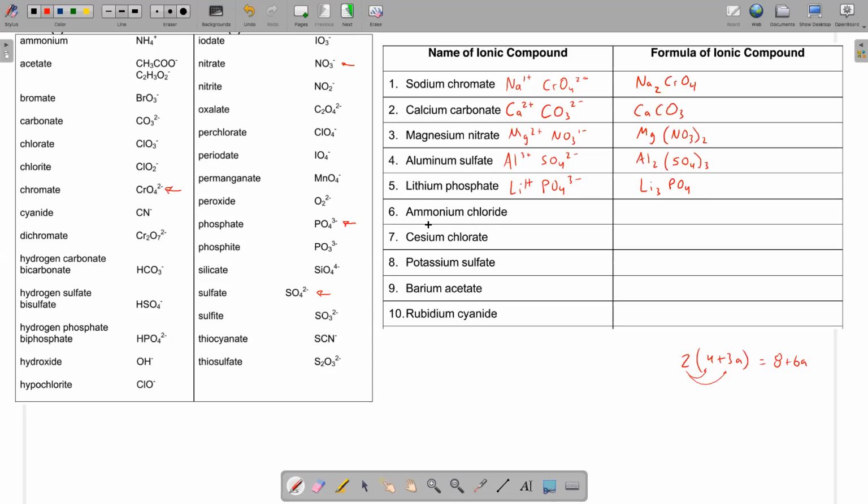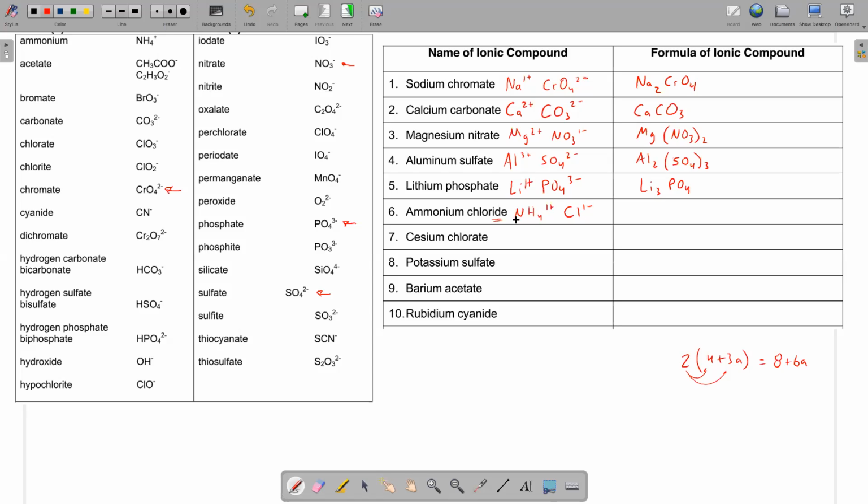Okay, ammonium chloride. Now, this is an example of one case where you have a polyatomic cation, and ammonium is NH4 1+. And then chloride. Chloride is not a polyatomic anion. There's chlorate and chlorite. Where chloride comes from, and this "ide" is the key, is that it must be monatomic. And on the periodic table, you find chlorine as a halogen, and it has a charge of 1 minus.